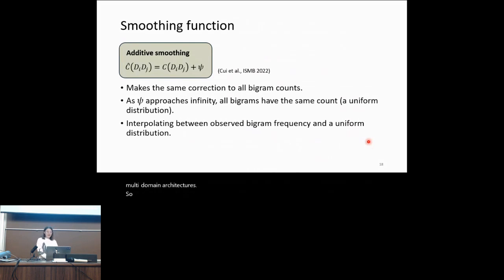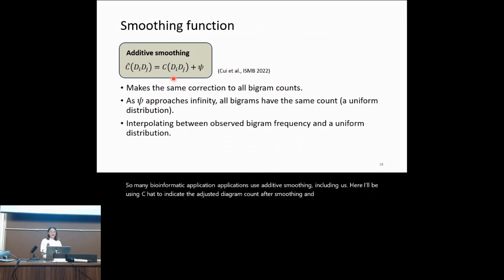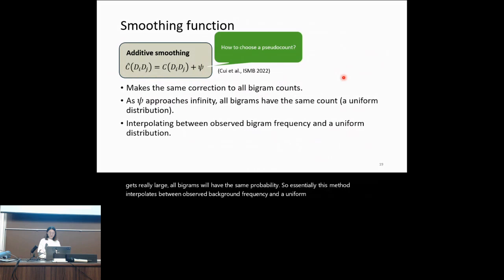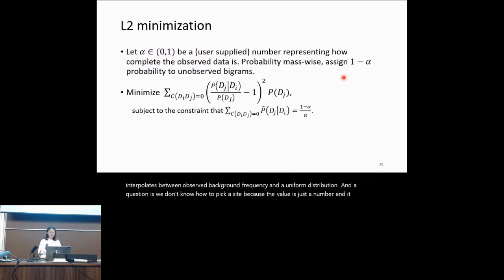Many bioinformatic applications use additive smoothing, including us. Here I'll be using C hat to indicate the adjusted bigram count after smoothing. For the additive smoothing method, we add a small pseudocount psi to all possible bigrams. This way, as psi gets really large, all bigrams will have the same probability. So essentially, this method interpolates between observed bigram frequency and a uniform distribution. A question is, we don't know how to pick a psi because the value is just a number and it doesn't carry much intuition.